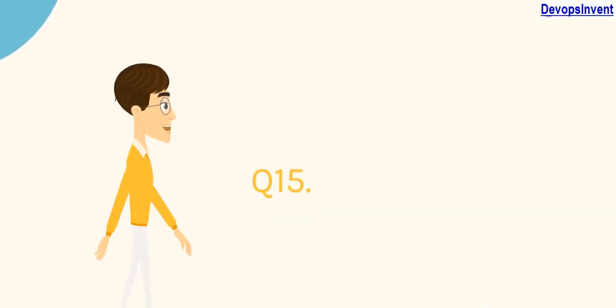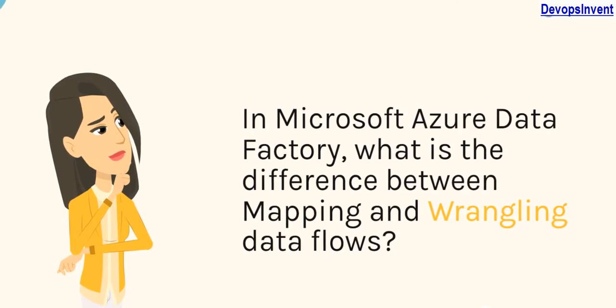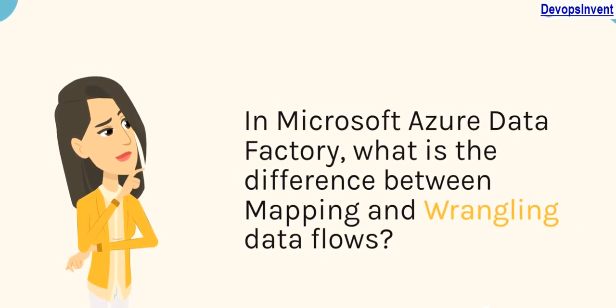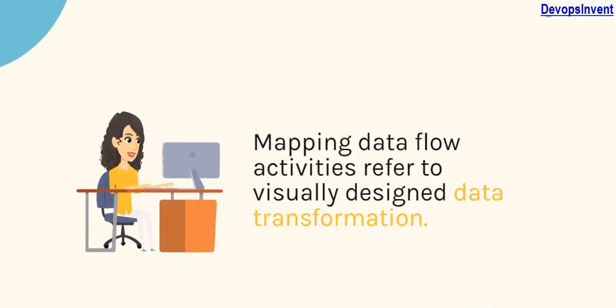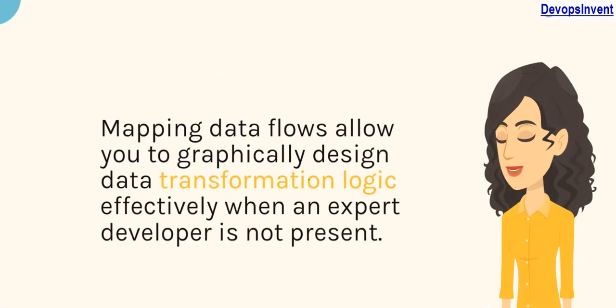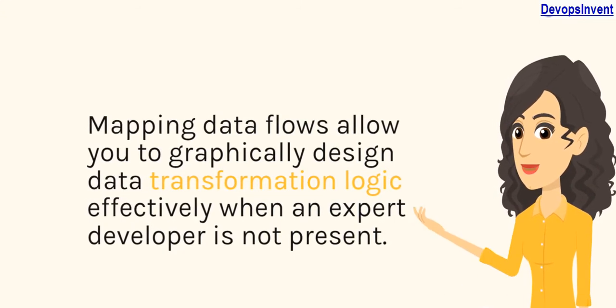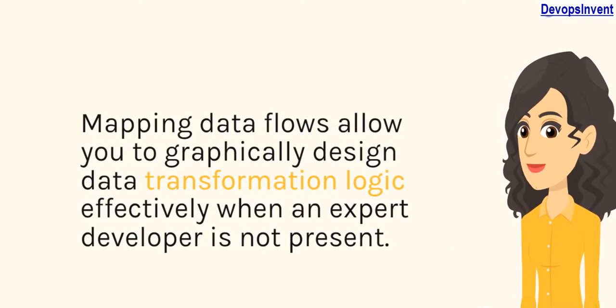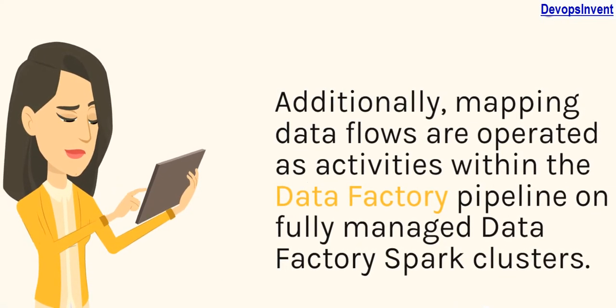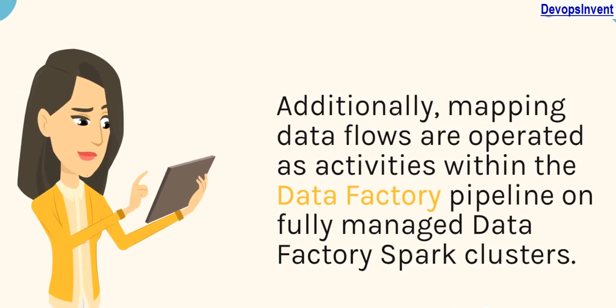Q15. In Microsoft Azure Data Factory, what is the difference between mapping and wrangling data flows? Mapping data flow activities refer to visually designed data transformation. Mapping data flows allow you to graphically design data transformation logic effectively when an expert developer is not present. Additionally, mapping data flows are operated as activities within the Data Factory pipeline on fully managed Data Factory Spark clusters.